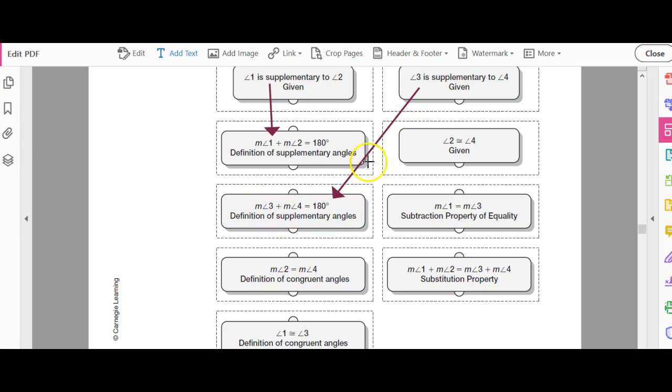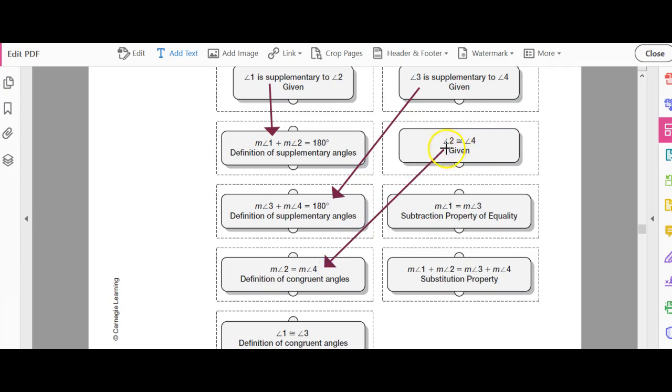And again, I'm going from talking about the objects being supplementary to talking about what that means for their measures, and I'm using the measures of supplementary angles. Here's a third one. I know that it was given that angle 2 and angle 4 are congruent. So because I know that, what does it mean?